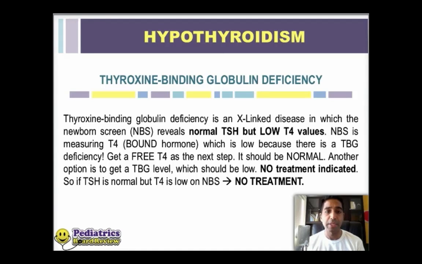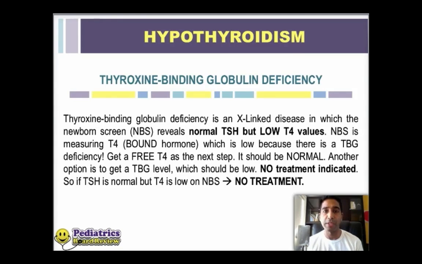The newborn screen is measuring T4, and this is the bound hormone, as I mentioned a little while ago. So this is free T4 plus TBG. And this ends up flagging as low because there is a TBG deficiency. What you want to do next is go ahead and get a free T4 as the next step, and what you'll find out is that this is actually normal.